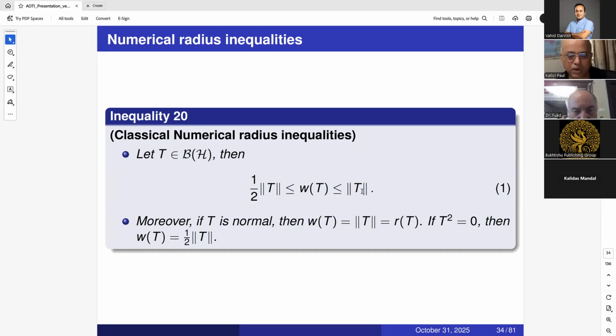The inequality w(T) less than or equal to norm T is more or less a one-liner proof. For the other part, you need a little bit of algebraic calculation, but not too hard. Moreover, if T is normal, then w(T), norm T and r(T) all coincide. And if T squared equals 0, then w(T) is equal to half of norm T.